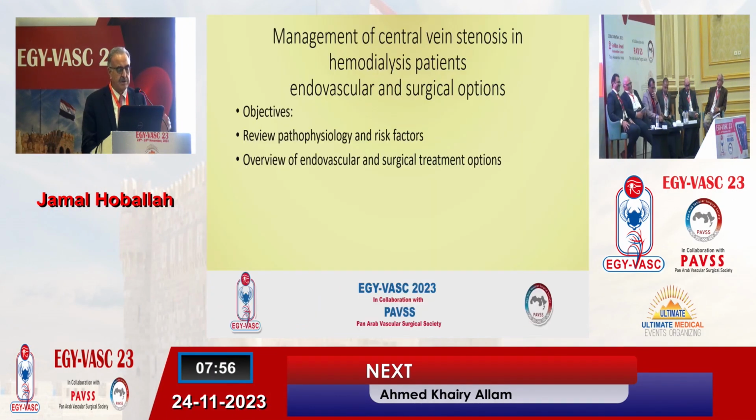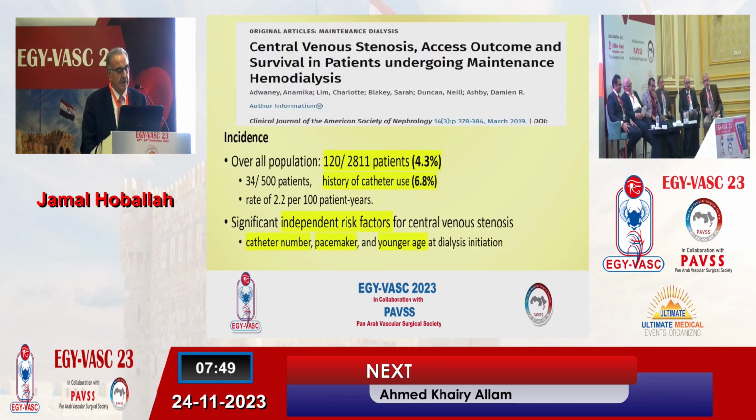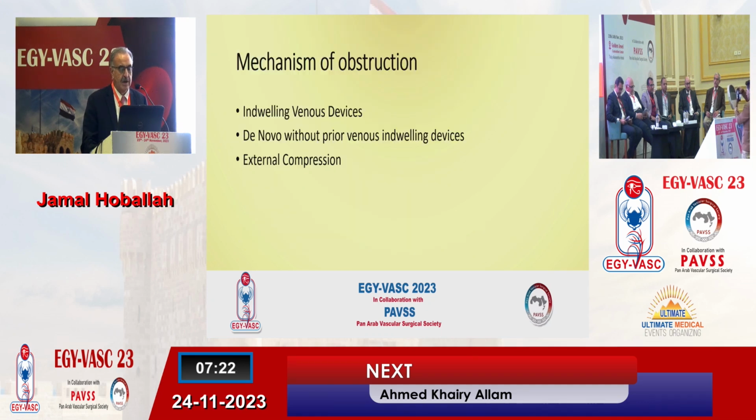What I'd like to do is to go over some of the pathophysiology and review some of the endovascular and surgical treatment options. Now, the incidence of this type of pathology is about 4.3% and goes up to about 6.8% in patients who have had prior history of catheter use. Some of the independent risk factors for the development of such a pathology are prior catheter placement and total number of catheters placed, the presence of a pacemaker, and younger age at dialysis initiation.